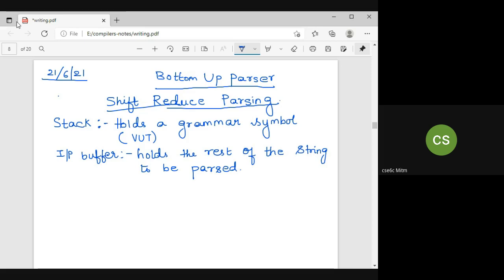Next point, the handle should always appear on the top of the stack.